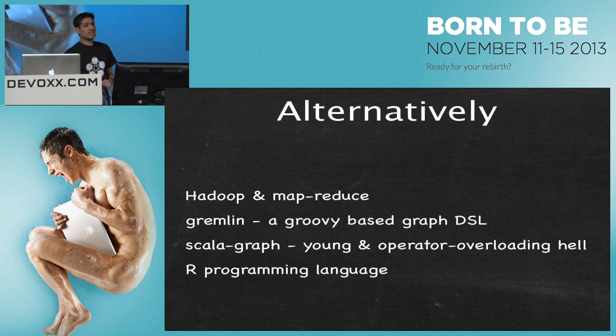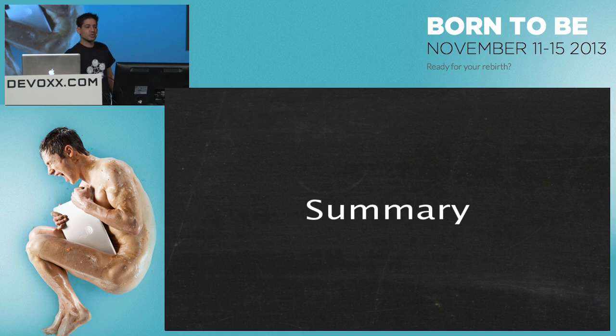Alternatively, you can do this type of stuff on MapReduce. There's Groovy, a library called Gremlin, Scala Graph, which I would avoid like the plague because it reminds me of those awful C++ libraries where every special operation has its own special operator symbol, like ampersand, ampersand equals ampersand, ampersand is something, and plus plus minus minus means something else. No, don't bother. And if anyone works with R, then you can do this stuff in R as well.